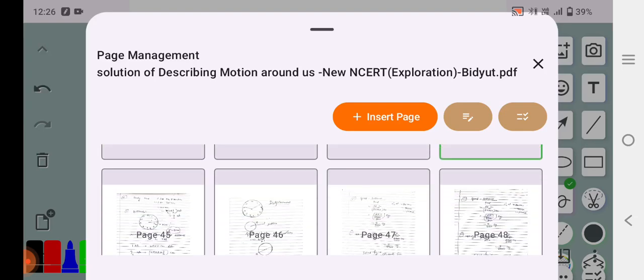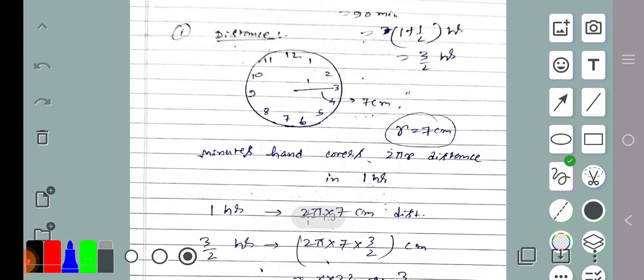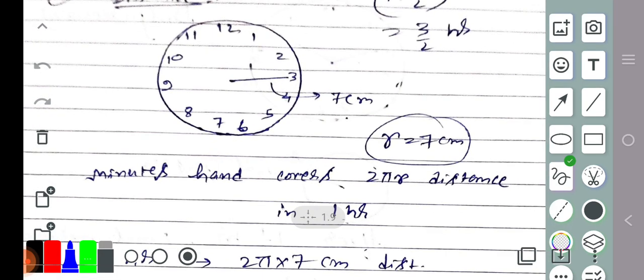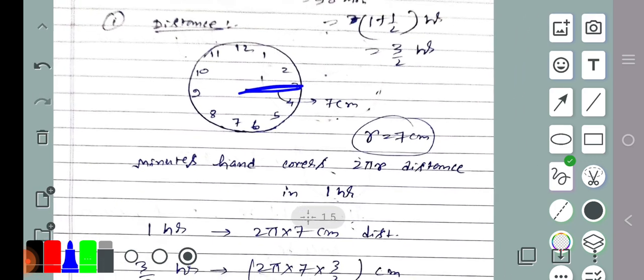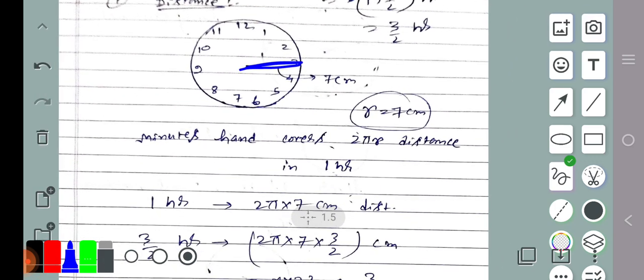So coming back to the solution part. See, I have told you that the radius of the circle is 7 centimeter. As the radius of the circle is 7 centimeter, now you know, if you are covering a full revolution of a circle, what is the total distance traveled? 2 pi r.